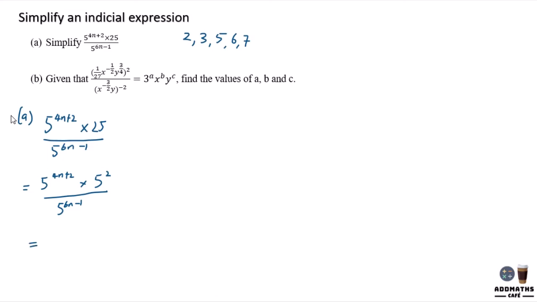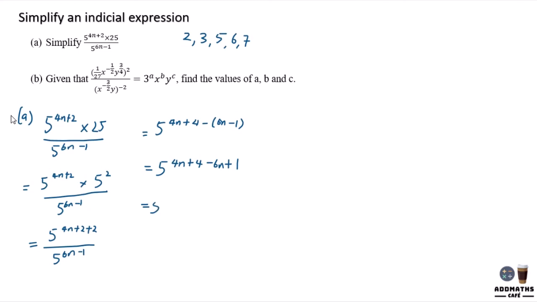And I know that multiplying with the same base will give me a plus on the power. So plus 2, divided by 5 to the power of 6n minus 1. So this will give me 5 to the power of 4n plus 4 minus bracket 6n minus 1. And this will give me 5 to the power of 4n plus 4 minus 6n, minus will give me a positive 1. And at the end of the result, this will give me negative 2n plus 5 on the power. So this is the answer.